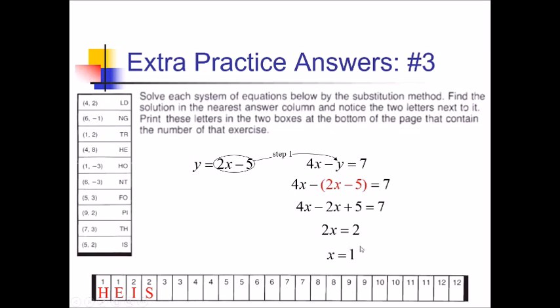And now I can replace x with 1 over in this equation we started with. So this is going to be y equals 2 times 1 minus 5. So that's just 2 minus 5, or negative 3.